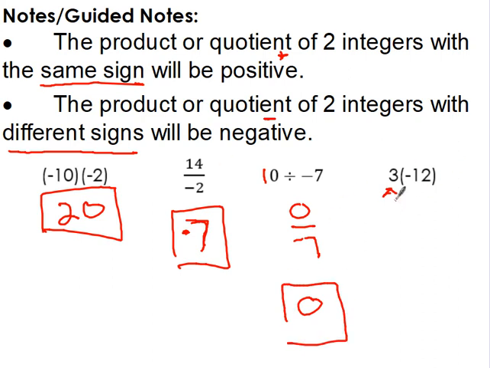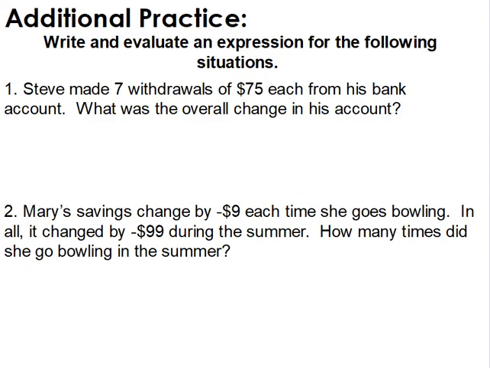Here we have multiplication. 3 times negative 12. A positive times a negative is always negative because they're different signs. And then 3 times 12 is 36. So my answer is negative 36.